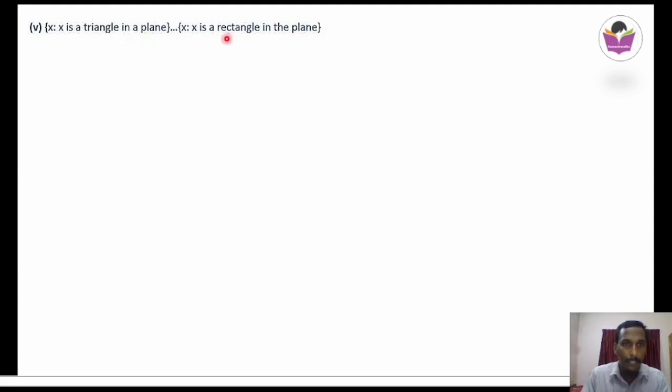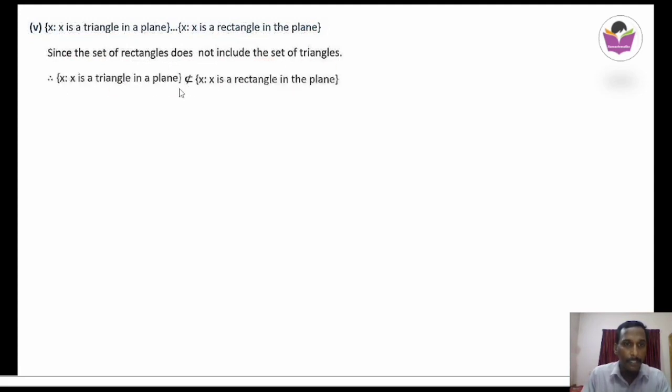So these two are entirely different sets, and the elements of this set cannot be members of the elements of this set. So we can say that this is not a subset of this one. We can write: since the set of rectangles does not include the set of triangles, the first set is not a subset of the second set.